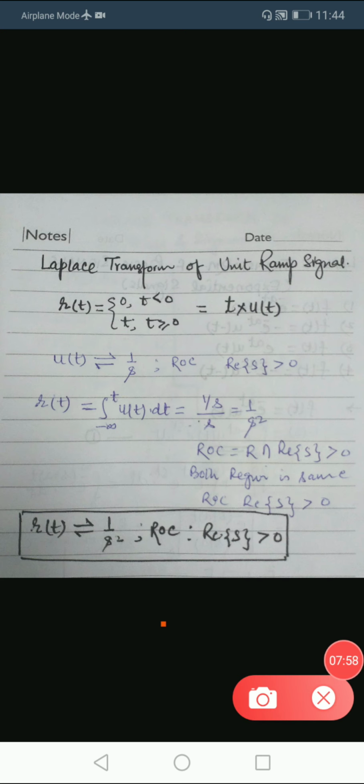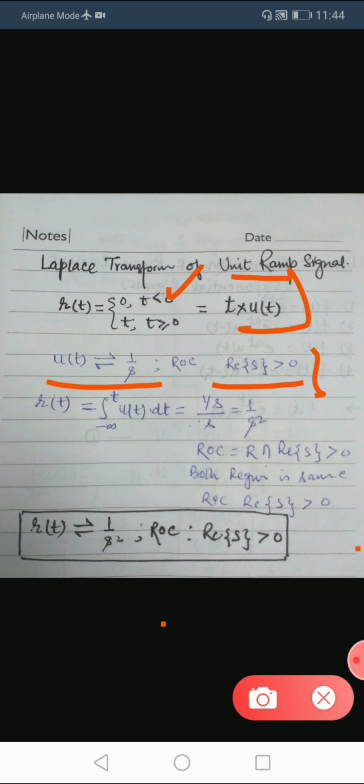Unit ramp signal r(t) is equal to 0 for t less than 0, and t when t is greater than or equal to 0. We can rewrite this function as r(t) = t u(t). We know that the Laplace transform of u(t) is 1/s, and ROC is real s greater than 0. This equation is proved in the previous lecture.